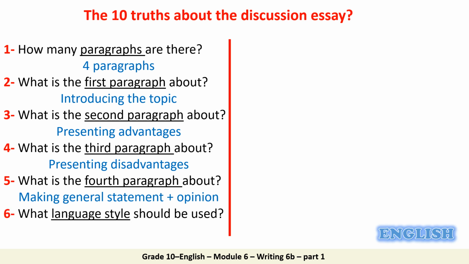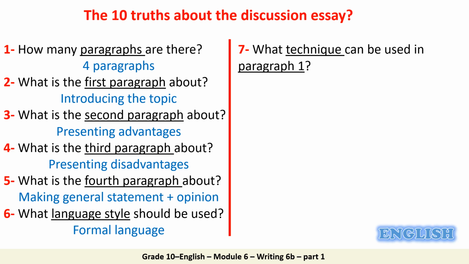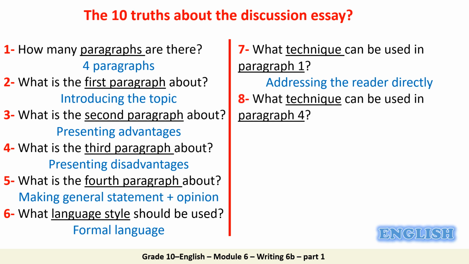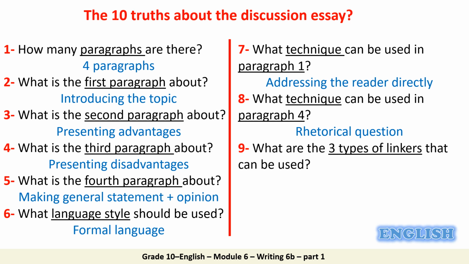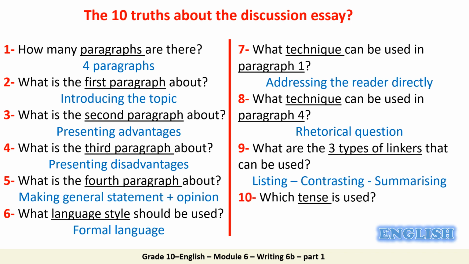Okay, now what language style should be used? Excellent, the formal language style. What technique can be used in paragraph 1? We have seen the technique of addressing the reader directly. Good. What about the technique used in paragraph 4? We can use the rhetorical question. Excellent. Now, what are the 3 types of linkers that can be used? Listing, contrasting, and summarizing. Very good. Which tense is used? So remember to use the present tense. Excellent.